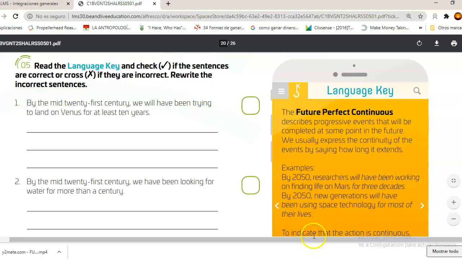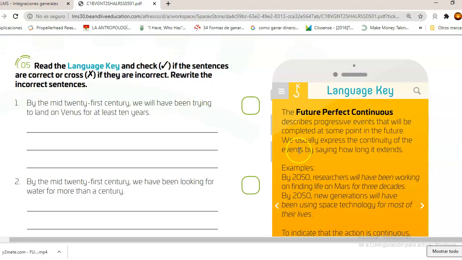We're going to focus on the future perfect continuous, which is very simple. You already know this, but I'm going to show it again, okay? Now, the future perfect continuous describes progressive events that will be completed at some point in the future. We usually express the continuity of the events by saying how long it extends.